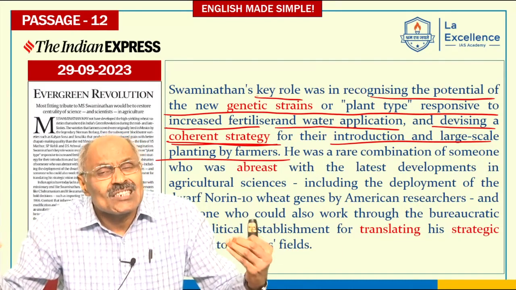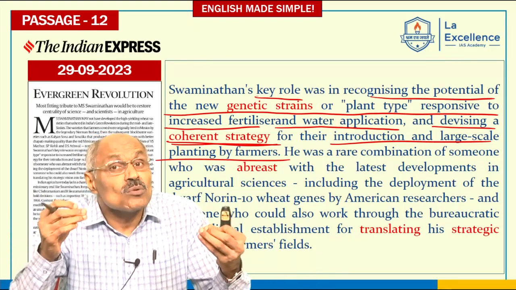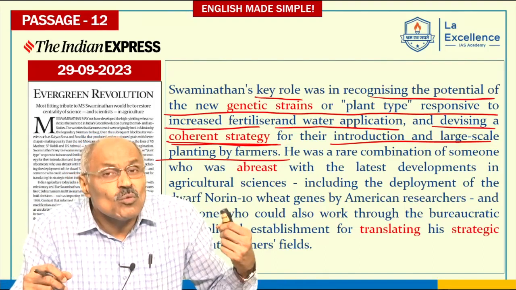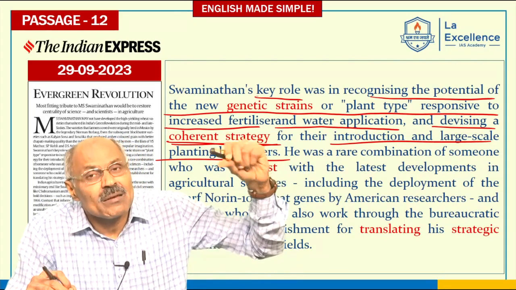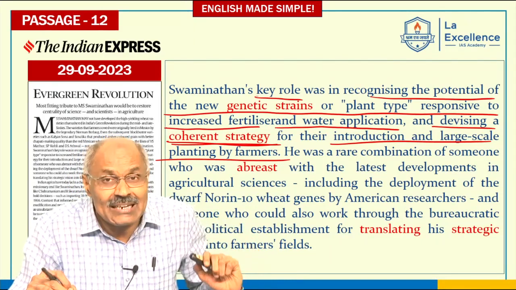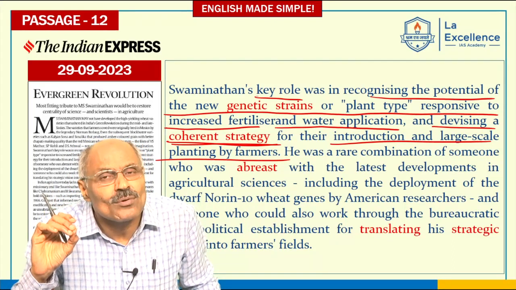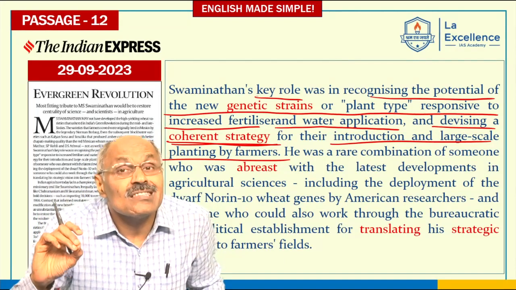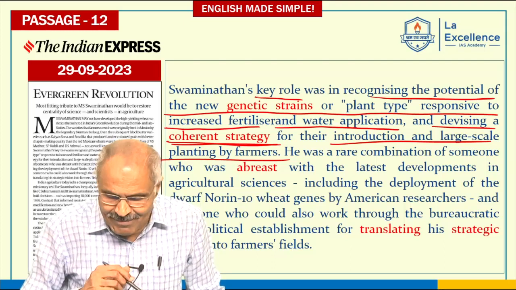You have to convince all people. You have to plan in a meticulous way. That is what you call coherent strategy. Because the new varieties were developed, these dwarf varieties of wheat, they were developed in Mexico, and some high yielding varieties, they were developed in India by some scientists, but M.S. Swaminathan is at the forefront for implementing this strategy of large scale cultivation by farmers through his coherent strategy.